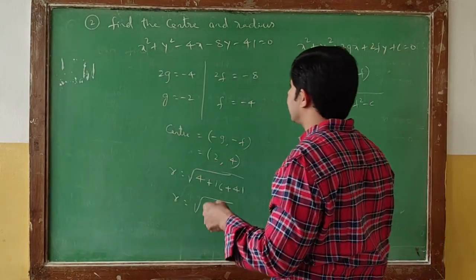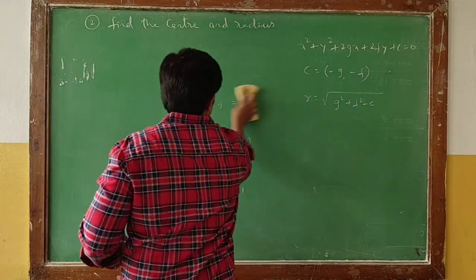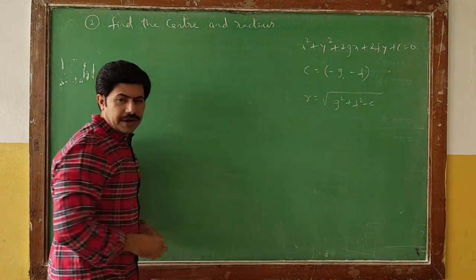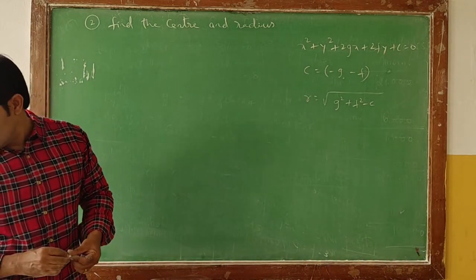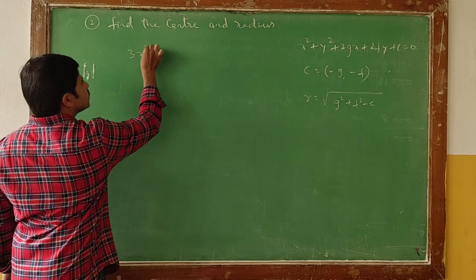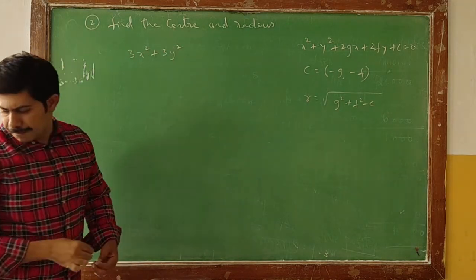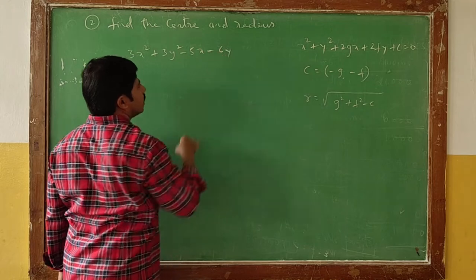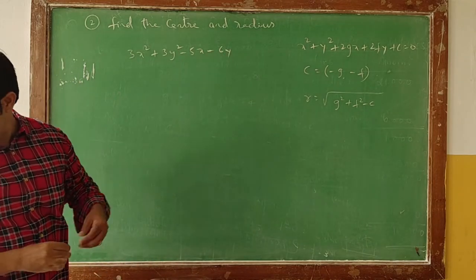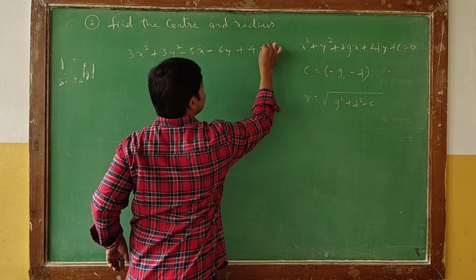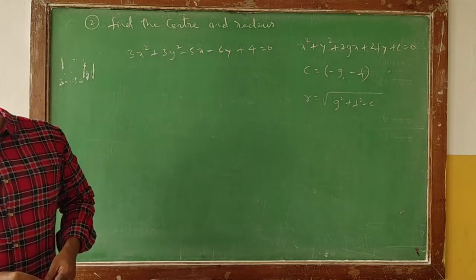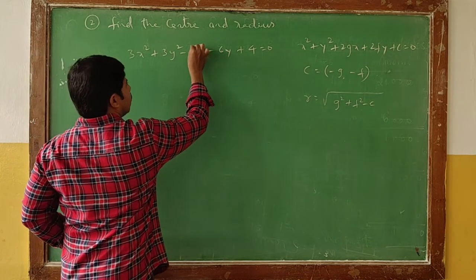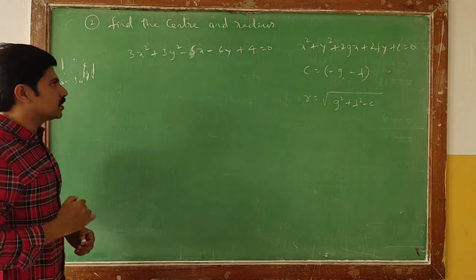So, again, it is find center and radius, but the equation only changes. So, next. Find the center and radius of the circle. Now, the equation is 3x square plus 3y square minus 5x minus 6y plus 4 is equal to 0. Find the center and radius of the circle.